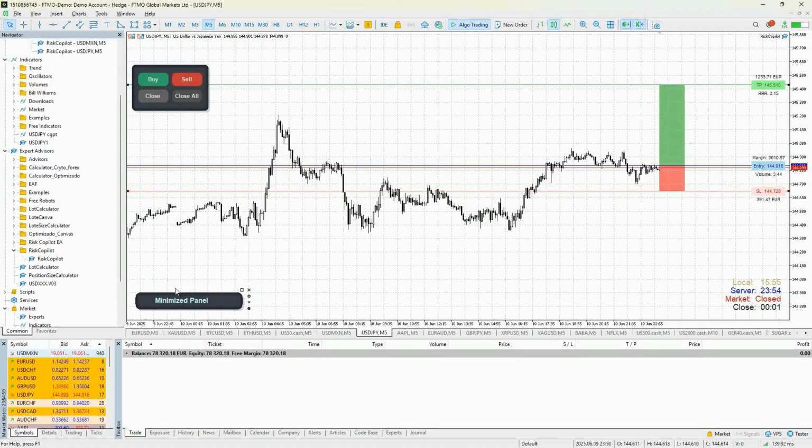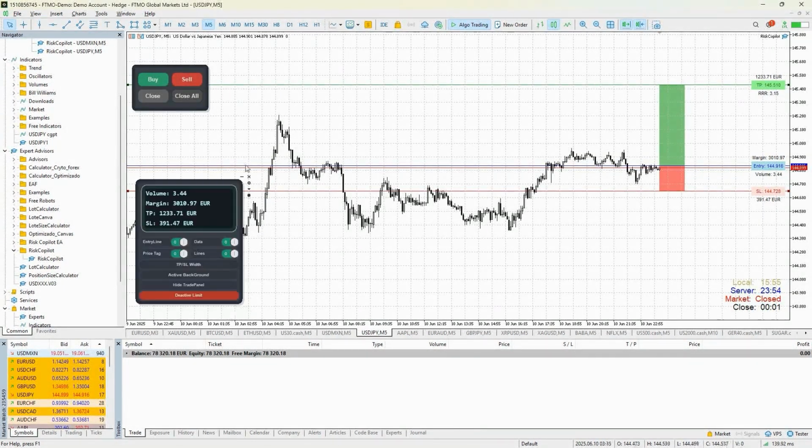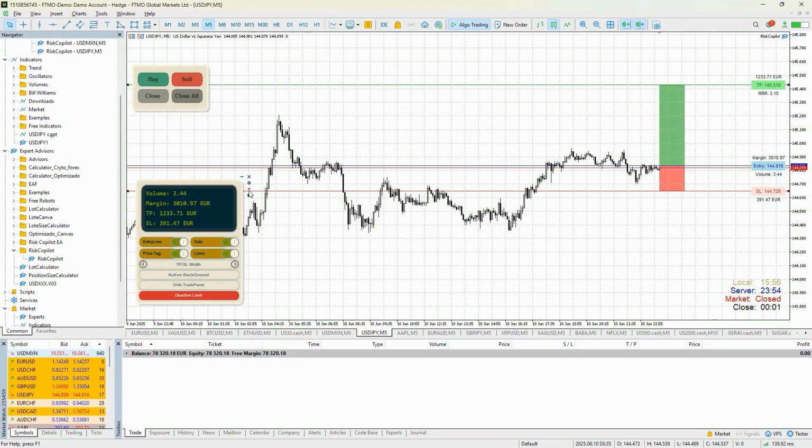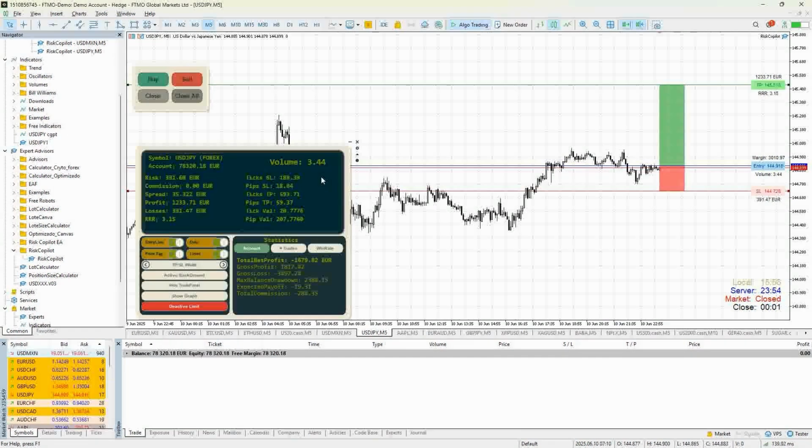We have a button to minimize here. We can also move it. We can maximize. From here, we close it. I'm not going to close it right now. From the gear, I can change the theme. For example, let's go to the Solarized theme. Solarized.